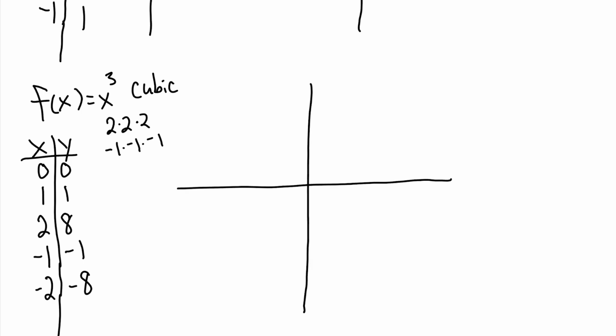So if we go to graph this, we have a point at 0, 0. A lot of these parent graphs have points at 0, 0. 1, 1, 2, 8. Okay, not perfectly scaled, but good enough. So -1, -1. -2, -8. Okay, so it's going to look something like this.